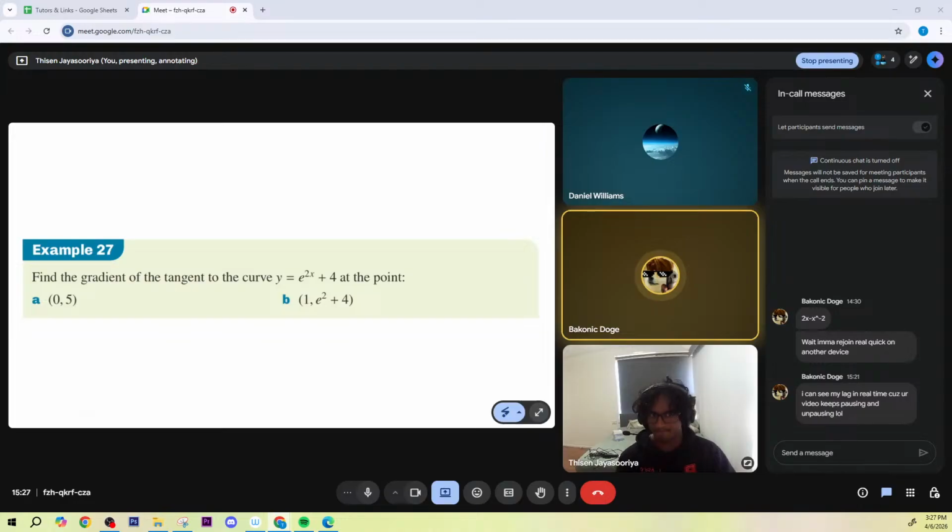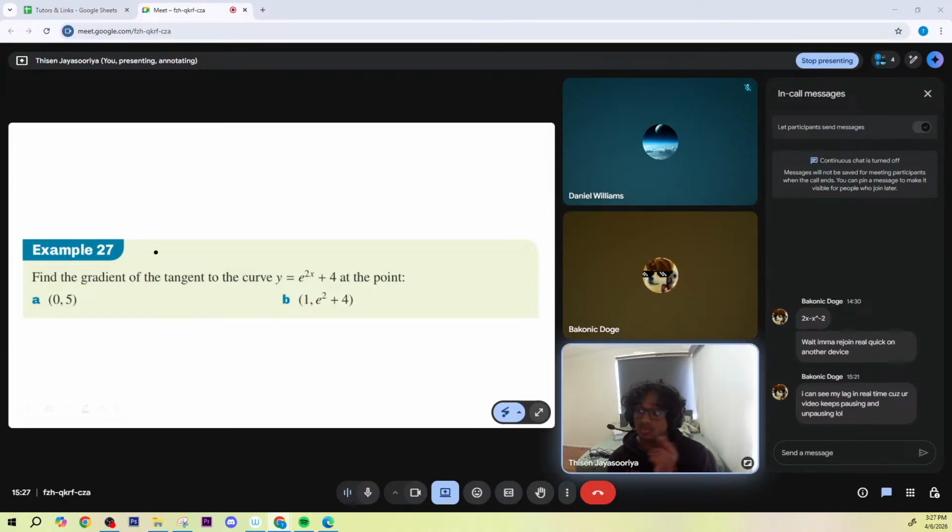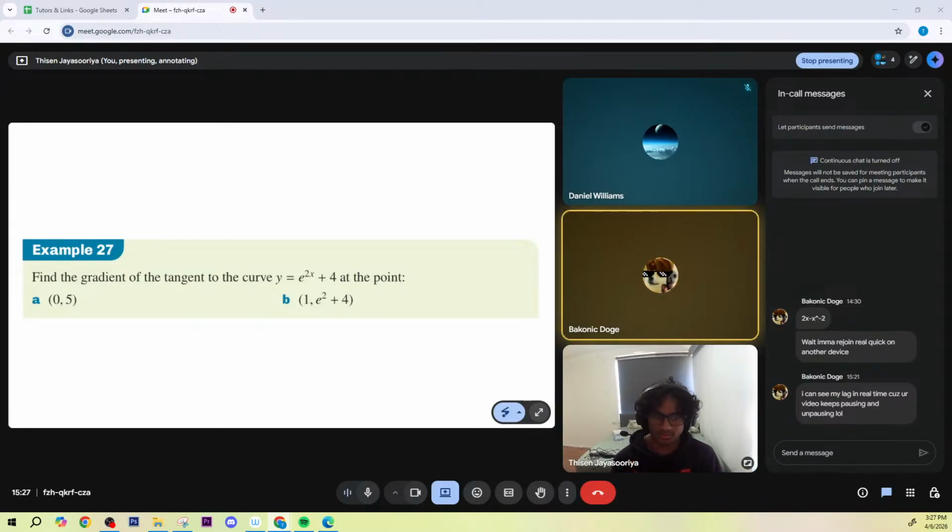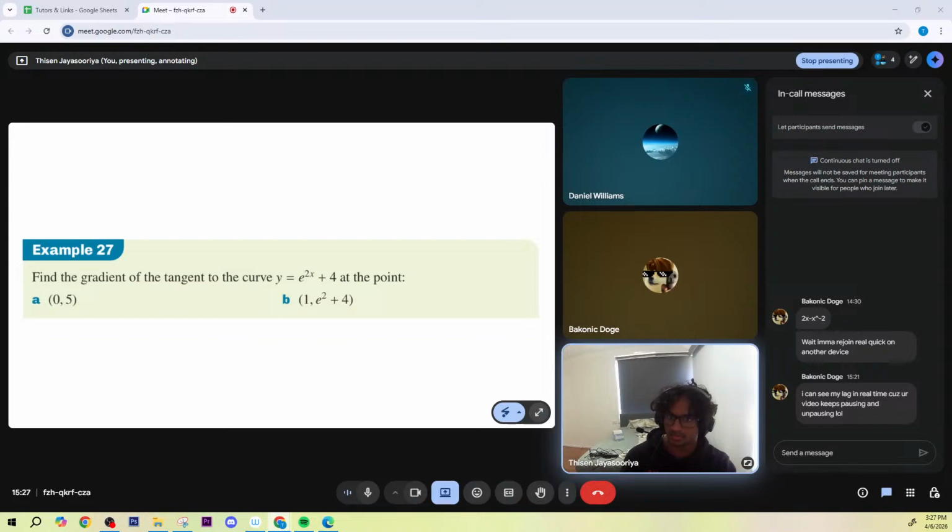Wait, when do I make the derivative equal 0? Is it for stationary points? We'll deal with that tomorrow. Okay. So that's tomorrow's one. We're dealing with the nature of stationary points. So any questions about that?